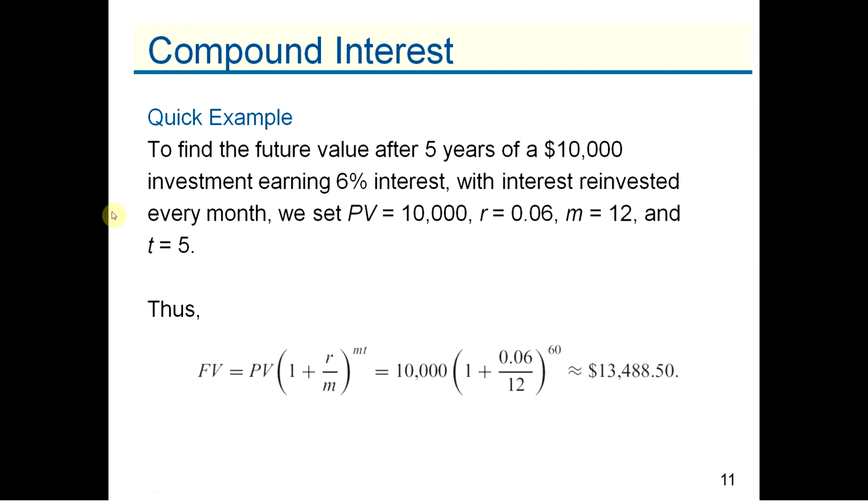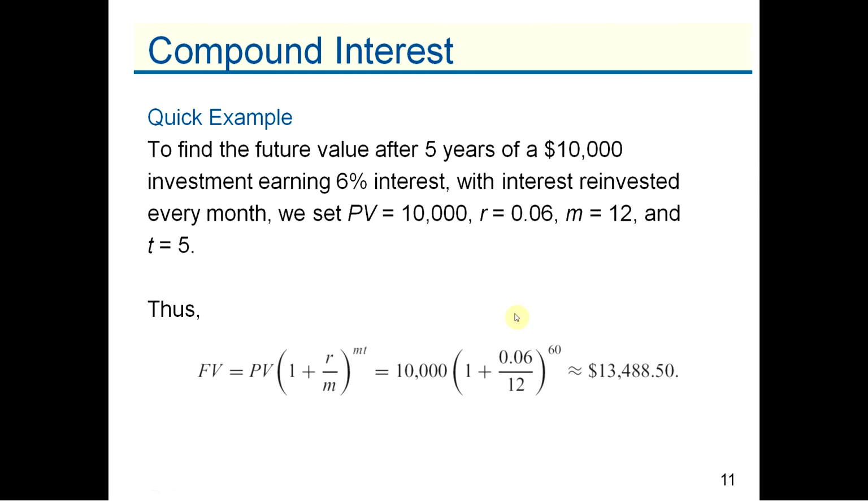So here's a quick example. To find our future value after 5 years for a $1,000 investment that earns 6% interest, first we're going to assign all our variables. We have PV is 1,000. We've got 0.06 for the interest rate. Remember, you have to write this as a decimal. We have M equals 12 because it's invested monthly and reinvested monthly. And we have T equals 5 because we're looking for a 5-year investment.